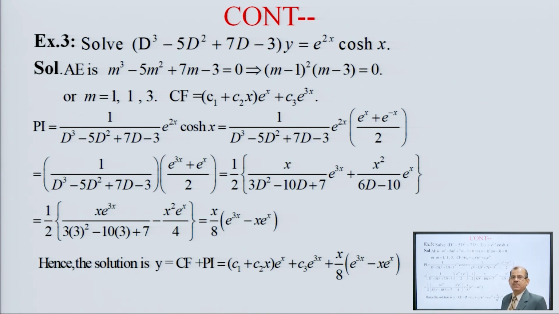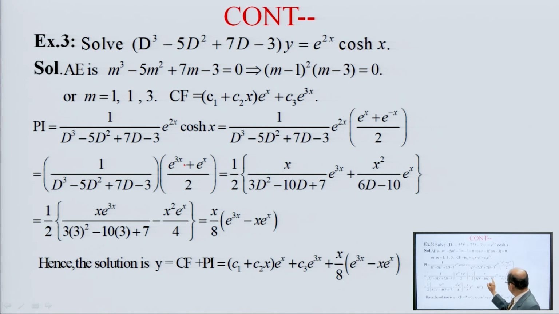Root 1 is of order 2, that is twice, so the complementary function is (C1 + C2 x) e^x + C3 e^(3x). Particular integral is 1/f(D) e^(2x) cosh x. We write the formula for cosh x as (e^x + e^(−x))/2, and multiplying both, we get (e^(3x) + e^x)/2.